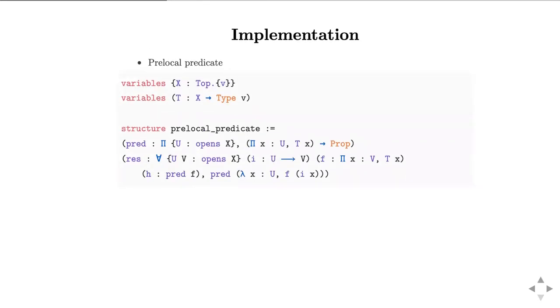So how do we prove that this is actually a sheaf? Here we use something already in Mathlib called a pre-local predicate. This looks quite complicated, but it actually just means for every point in X, we have some kind of construction. And if we have a bunch of these constructions and we have some predicate on these constructions, we will ask that if U is a subset of V, actually this means V is a subset of U because we are taking the opposite, and if it is true on V, then it has to be true on the subset of V.